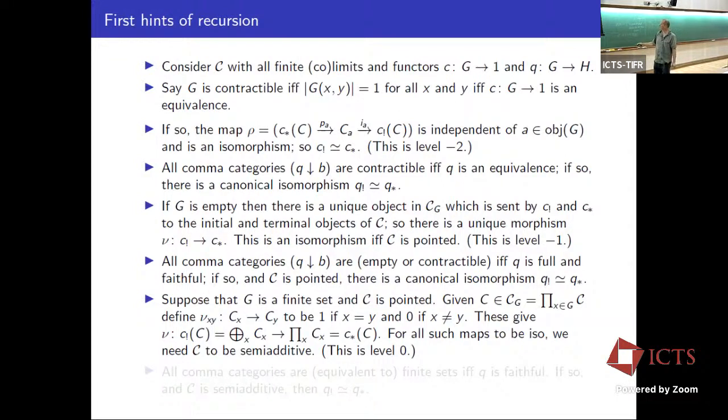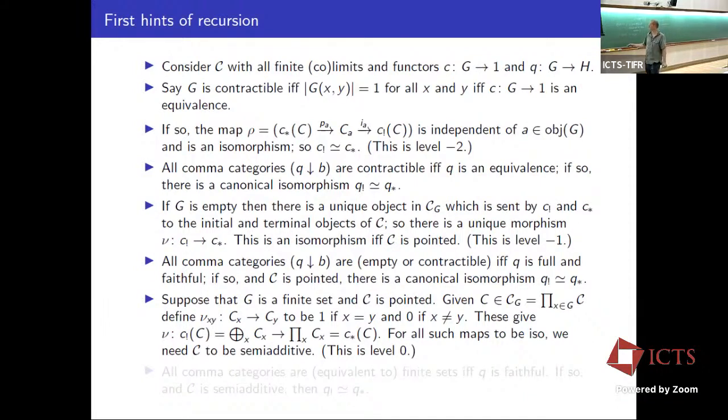Okay, so now if we want to get a map from this co-product to that product, then that means we have to give maps from CX to CY for every X and Y, because we are using the universal properties of the co-product and product. So how are we going to do that? Well, if X is equal to Y, then we just take the identity. If X is not equal to Y, well, how can we possibly produce a map from CX to CY?